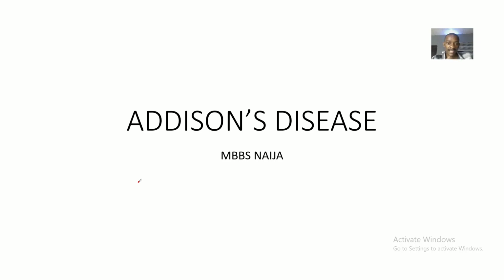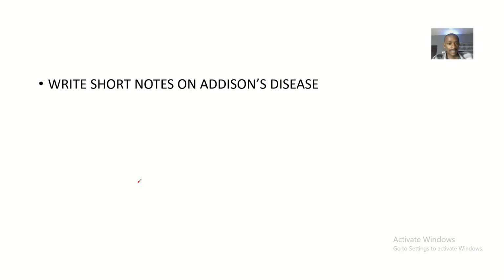So I'll be looking at Addison's disease, and looking at this Addison's disease will basically be answering an exam question. The students were asked to write short notes on Addison's disease. When you're asked to write a short note, I don't really know the size of the answer booklet in your institution, but at least you should cover like 1.5 pages. That's what short notes implies. If it is long notes, then you should be trying to cover like 4 pages.